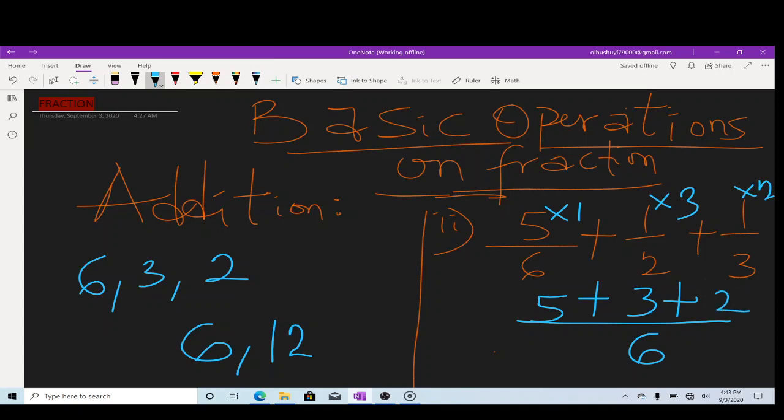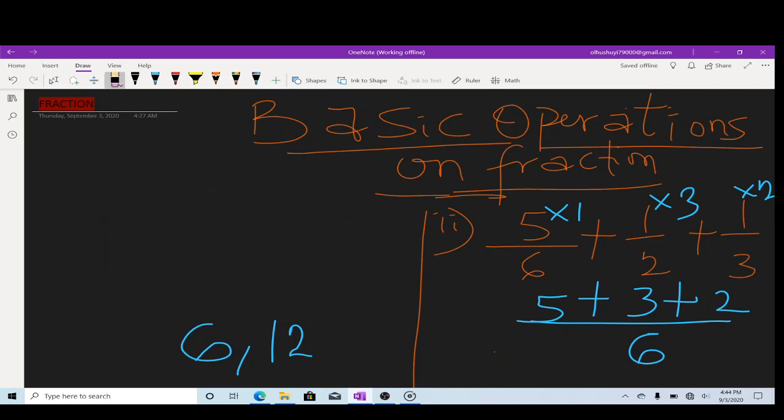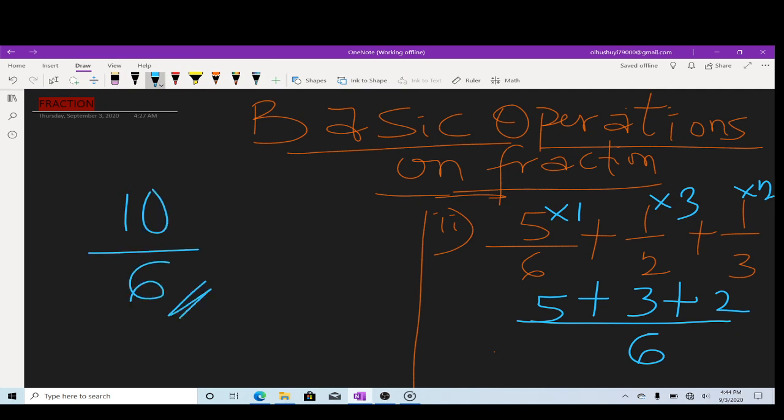So what do we have as our final answer? Let me write the answer here. So you have 5 plus 3. That is what? 8 plus 2. That is 10. So I have 10 divided by 6. This gives you the final answer. We can break this fraction down. We've not gotten down to breaking down a fraction. We'll do that in another video.